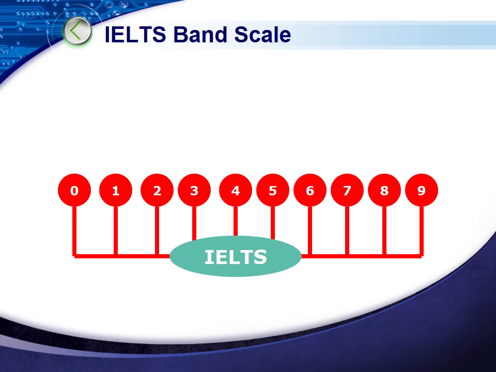Well, there's no fail or pass in the IELTS test. What you receive is the band scores, and they range from 0 to 9.